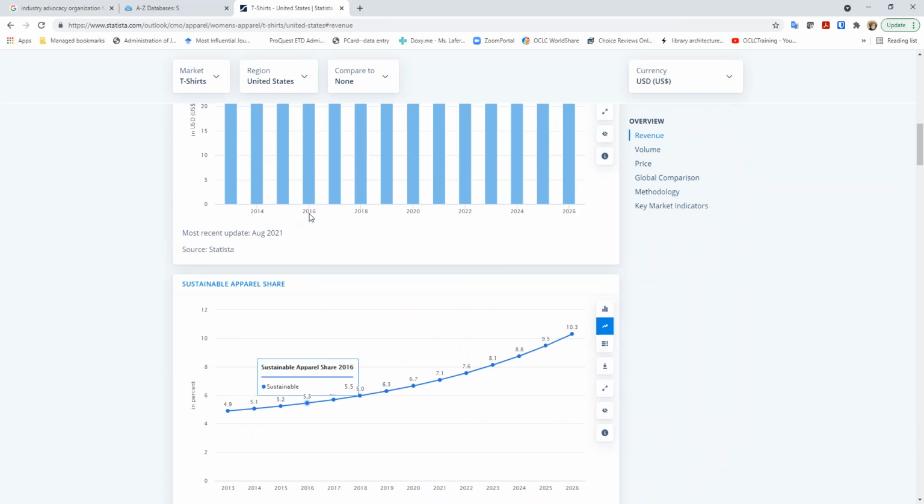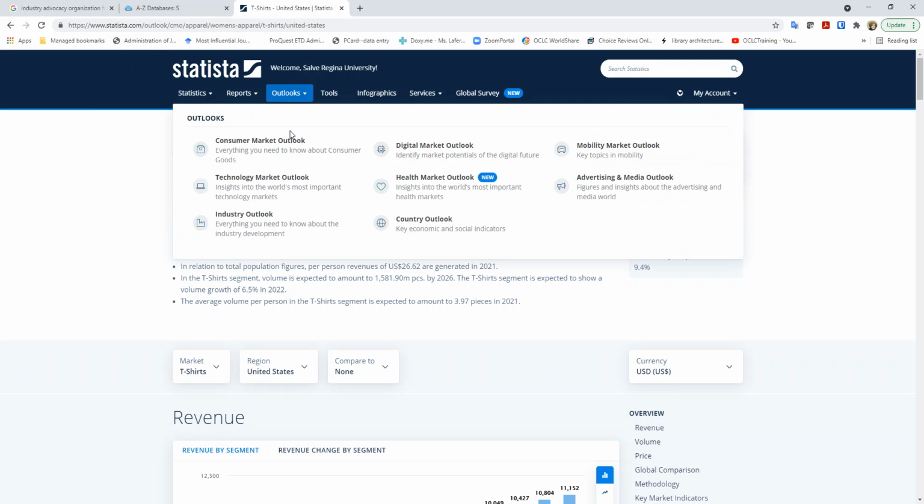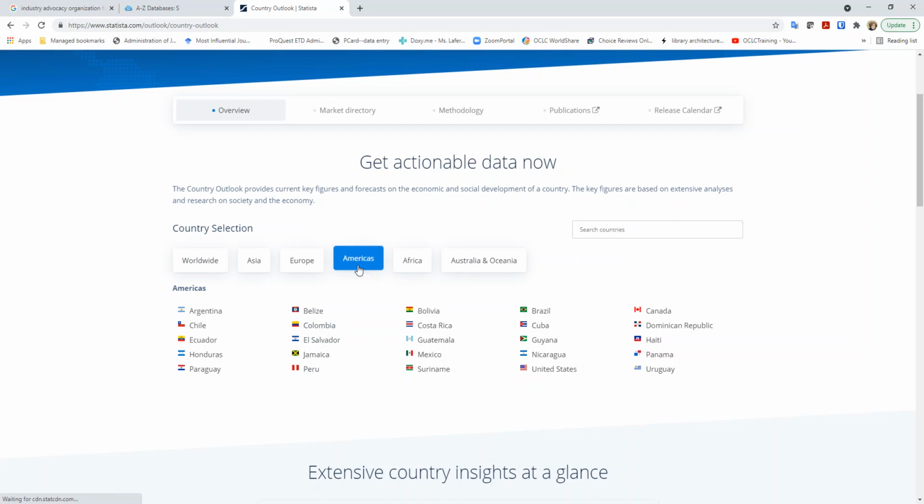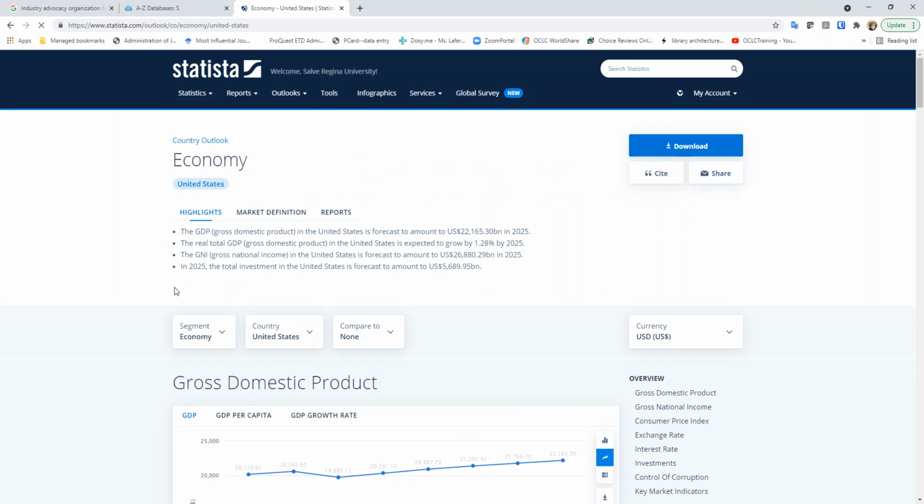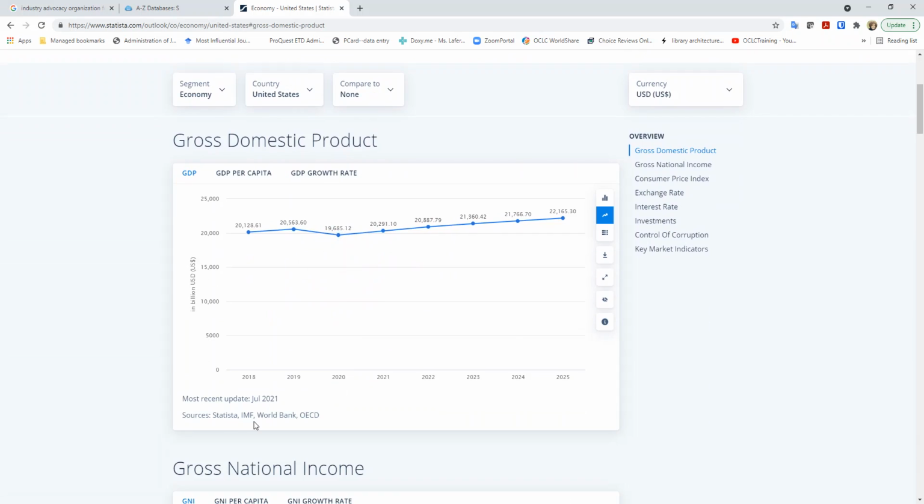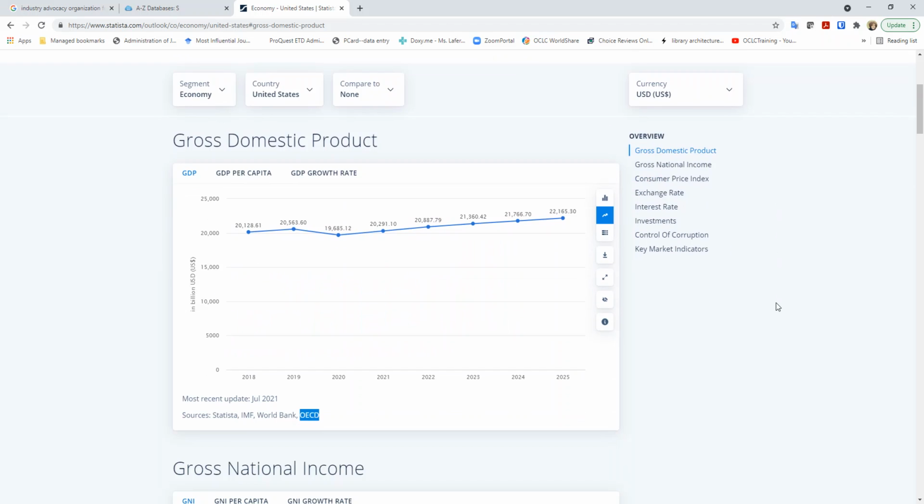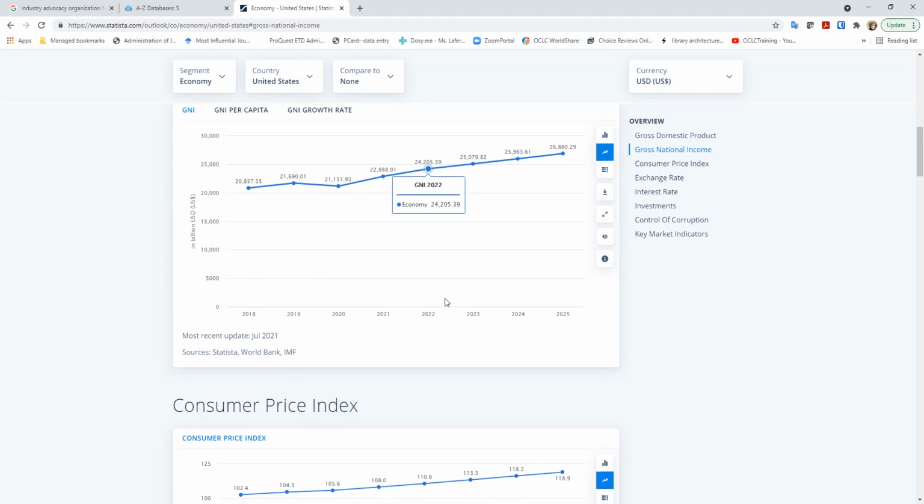So the next thing that you can get after you look at that is country outlook. If you're looking for general economic indicators, Statista provides worldwide information, but you can also just look at the United States. And this is using data from the International Monetary Fund, World Bank, and the Organization for Economic Cooperation and Development, I can't remember what OECD stands for, but these organizations issue reports, which Statista has compiled into these charts.